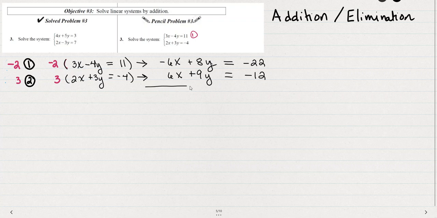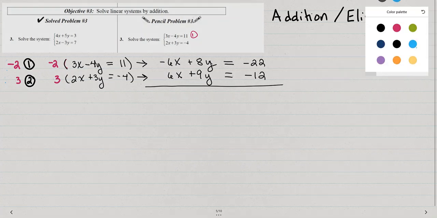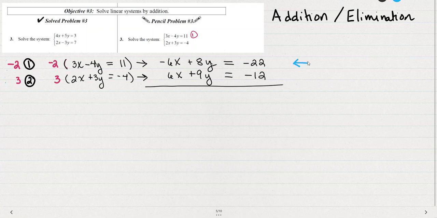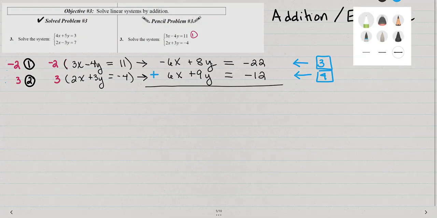If I take these two equations now and I add, let me rewrite this a little bit. What I have here now is a new equation that was built from equation number 1. So I'm going to call this new equation number 3, and the second new equation is a new equation number 4. So I could take negative 2 times equation 1 to get equation 3, positive 3 times equation 2 to give me a new number 4, and look at what happens when I add those two together.